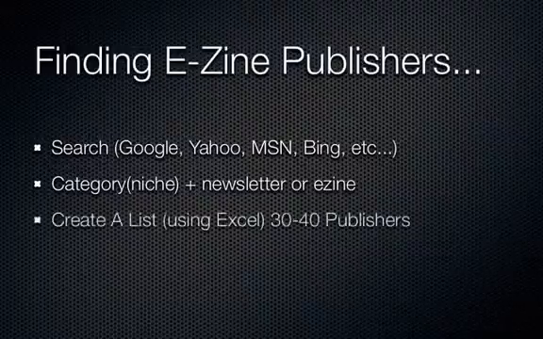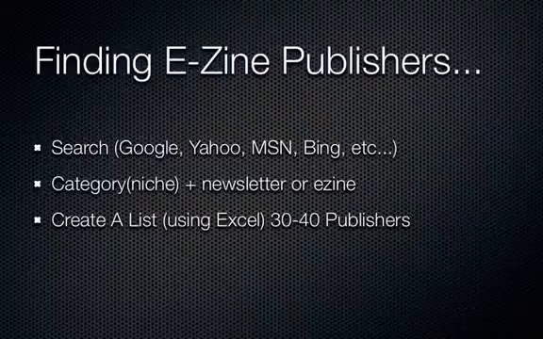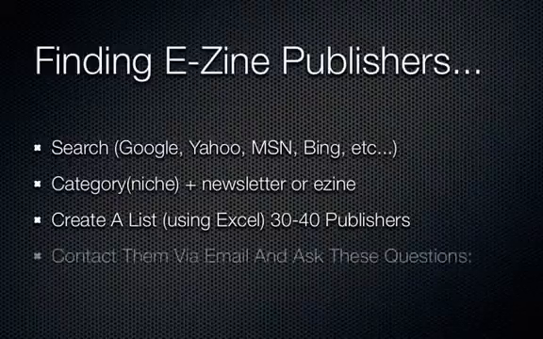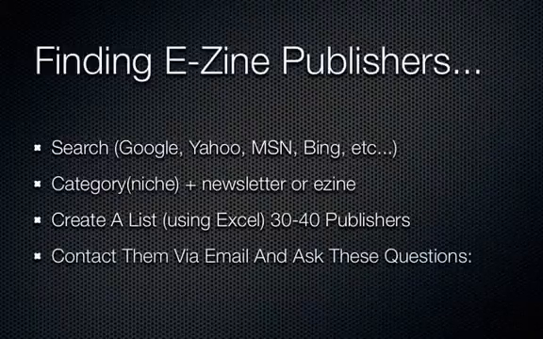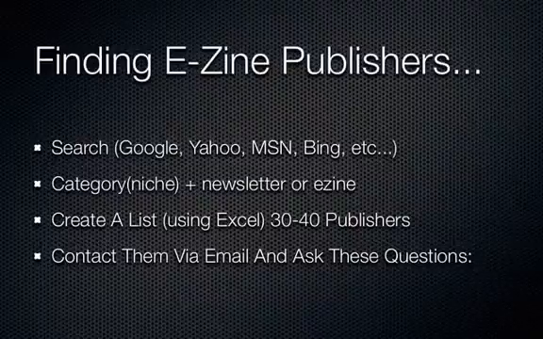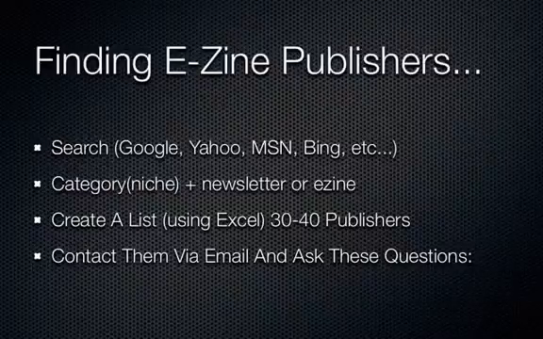And then what we're going to do is create a list, and I recommend using Excel software, of about 30 to 40 publishers. We're going to create that list, and what we want to do is contact each of these 30 to 40 publishers via email and ask them some questions. This is kind of like the research part. Yes, guys, it can take a little time. It can actually take a lot of time to find some very good publishers.